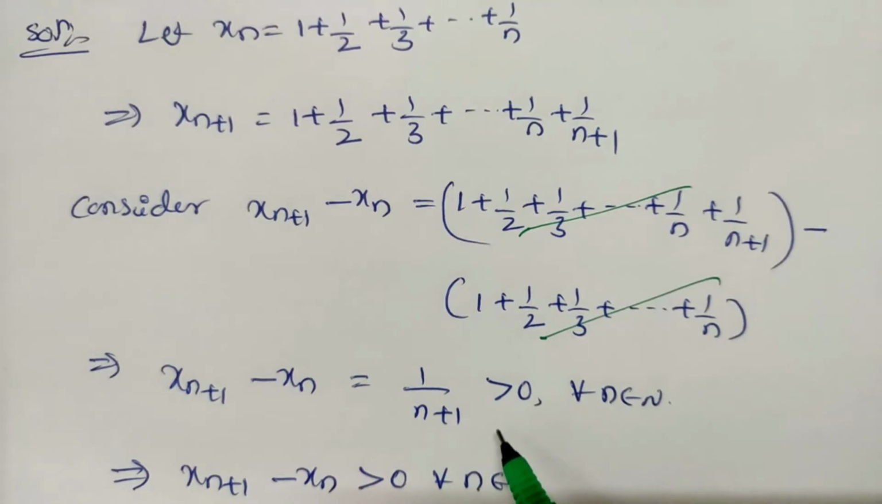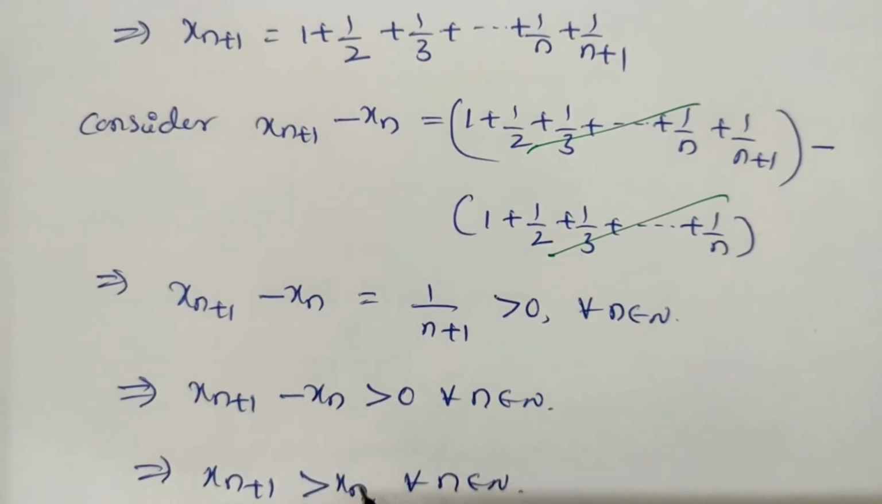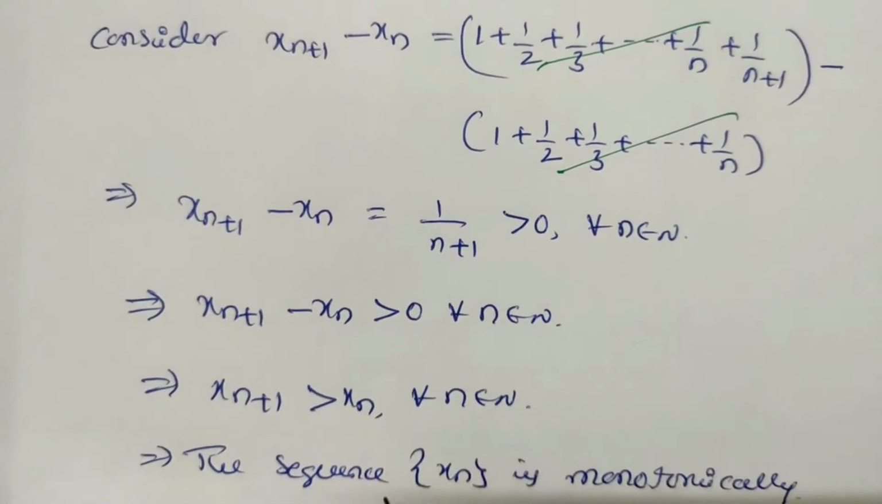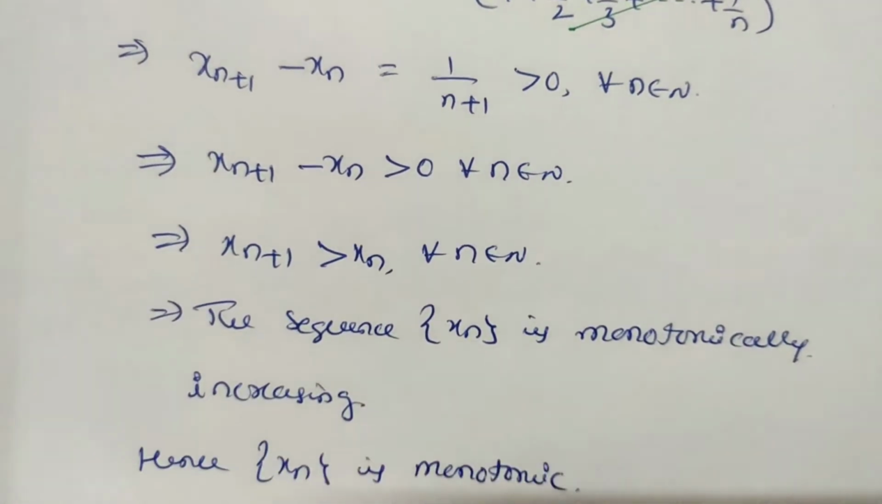So here this is positive for all n belongs to N. So what this implies again, xn plus 1 is greater than xn. So this means the sequence xn is monotonically increasing. Hence we can say that the sequence xn is monotonic.